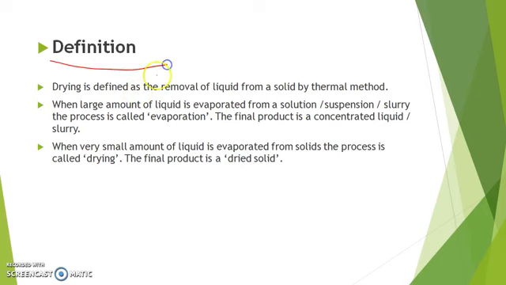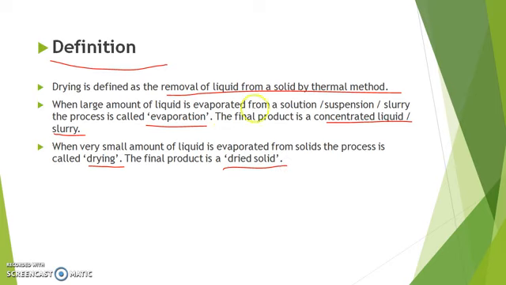So at first, the definition of drying. Drying is defined as the removal of liquid from solid by thermal method. When a large amount of liquid is evaporated from solution, suspension, or slurry, the process is called evaporation. The final product is a concentrated liquid or slurry. But when a very small amount of liquid is evaporated from the solids, the process is called drying. The final product is a dried solid.